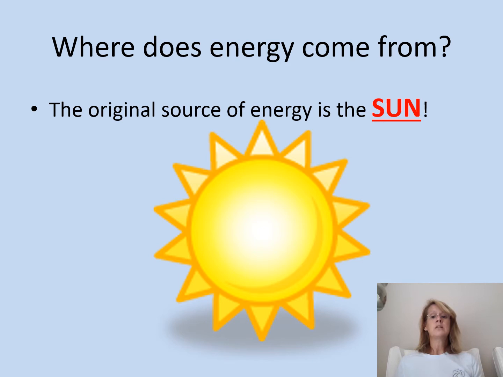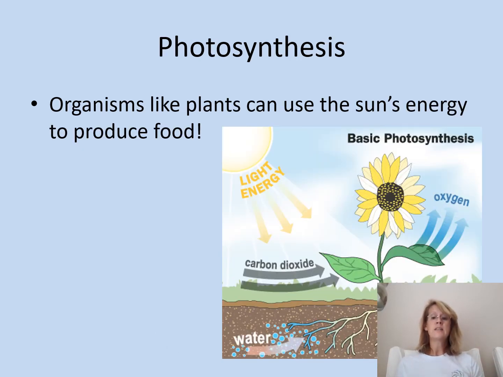So like we mentioned, energy originally comes from the sun. And the sun shines down on these creatures, and they, through evolution, came up with this way of making sugar. And so photosynthesis, as you know, is how we make that sugar.